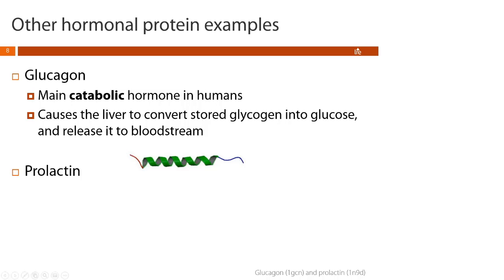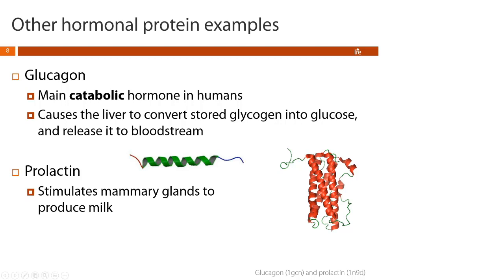Another good example in us mammals is the hormonal protein prolactin. So prolactin is going to function by stimulating mammary glands to produce milk.